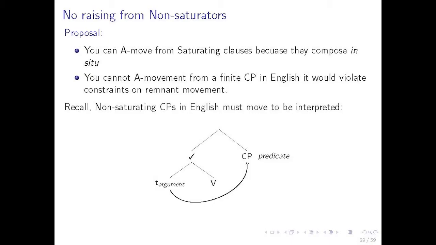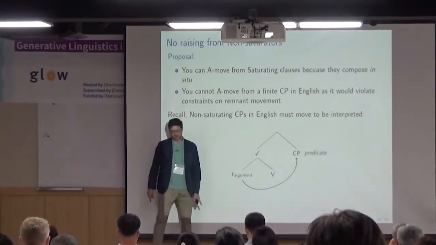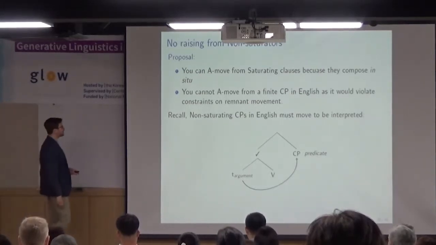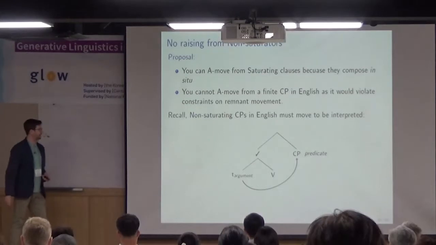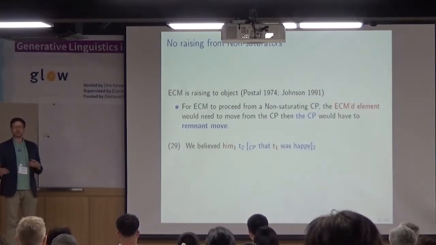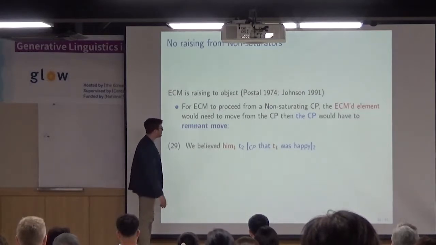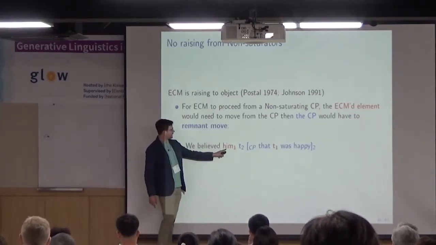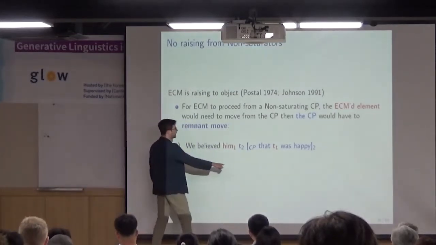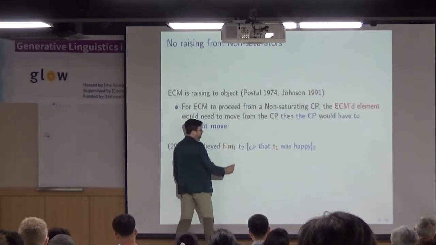Well, remember I told you that my view was that in English, CPs had to move in order to be integrated into the clause. This is non-saturating CPs. Well, this is going to frustrate hyperraising and ECM. Why is it going to frustrate hyperraising and ECM? Well, because ECM and hyperraising are themselves movement operations. So if we believe a raising to object analysis of ECM, what this means is if you wanted to ECM or hyperraise in English, you would be creating a remnant movement configuration. You would have to move the ECM element and then remnant move the CP.